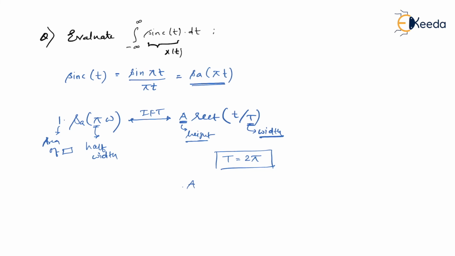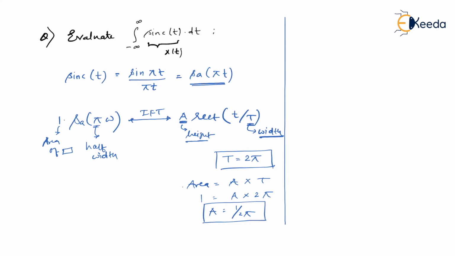So area is nothing but height into width. Area is 1, which is known to me. A is not known to me, but capital T is 2 pi. So A is simply 1 upon 2 pi. Am I right?